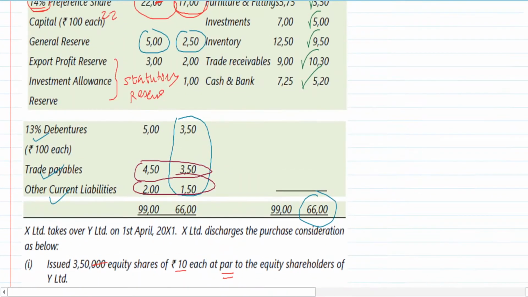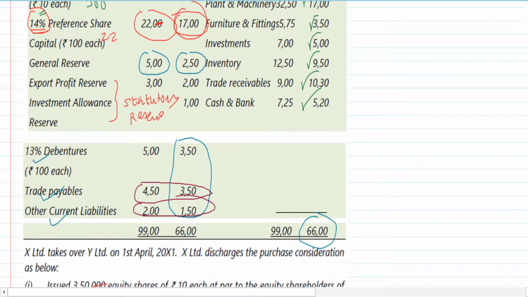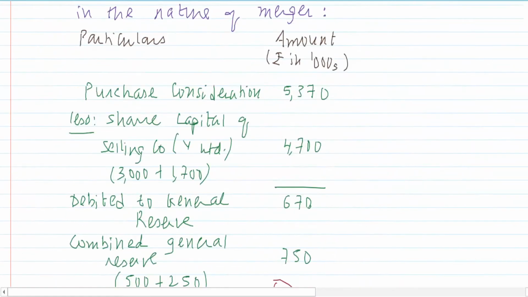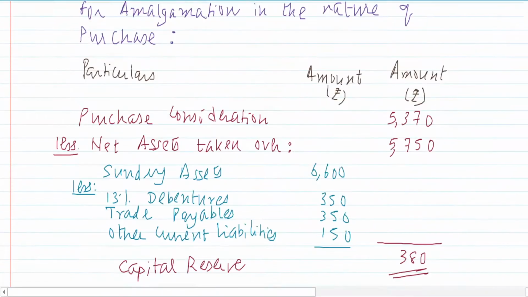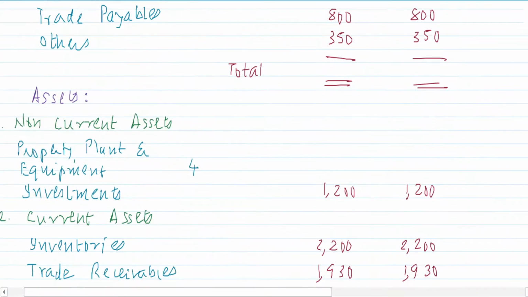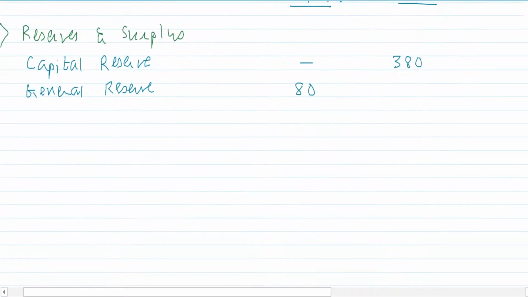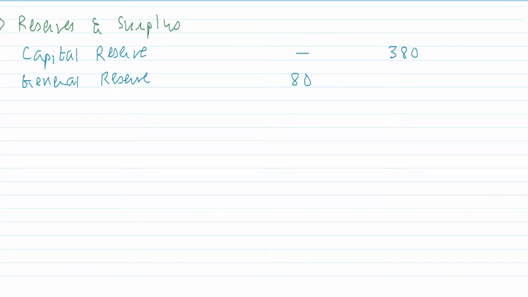As far as the purchase method is considered, we cannot take over the general reserve of the selling company. So we will show only our general reserve, which is 500. So we report that general reserve as a part of our note. So in purchase method, we will show only our general reserve of the purchasing company, which is 500.